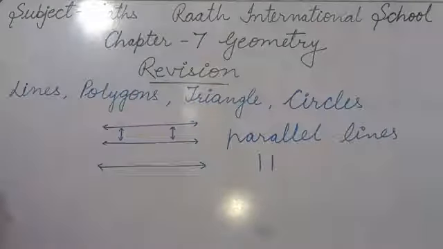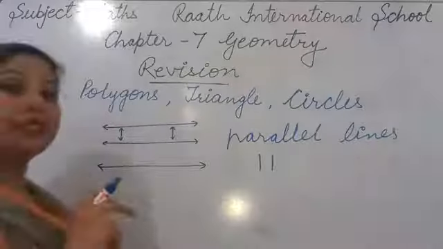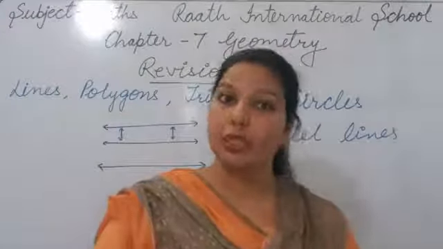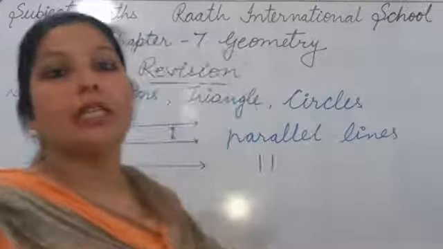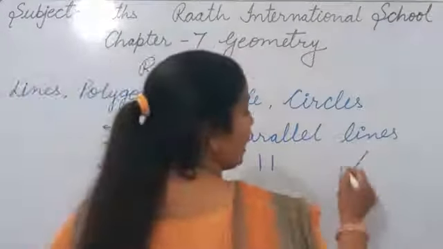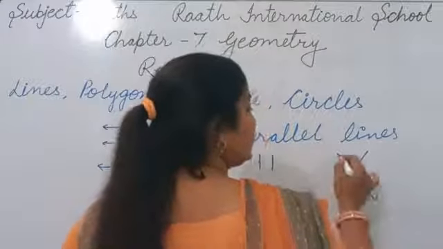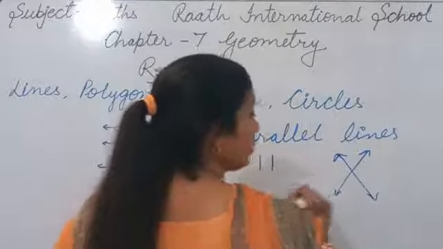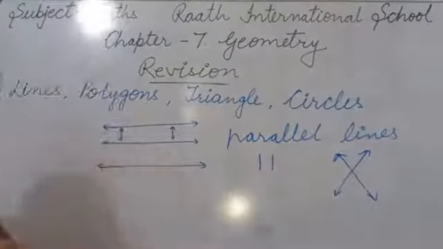Clear? After that we have intersecting lines. When two lines cross each other, जब two lines एक दूसरे को cross करती हैं, those lines are known as intersecting lines. Like this, you have X. So these are the intersecting lines. Okay? These are the intersecting lines.